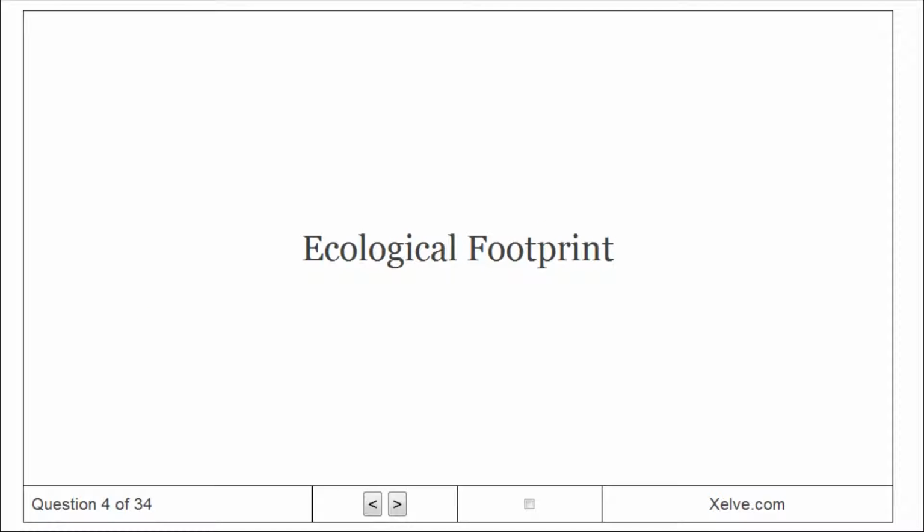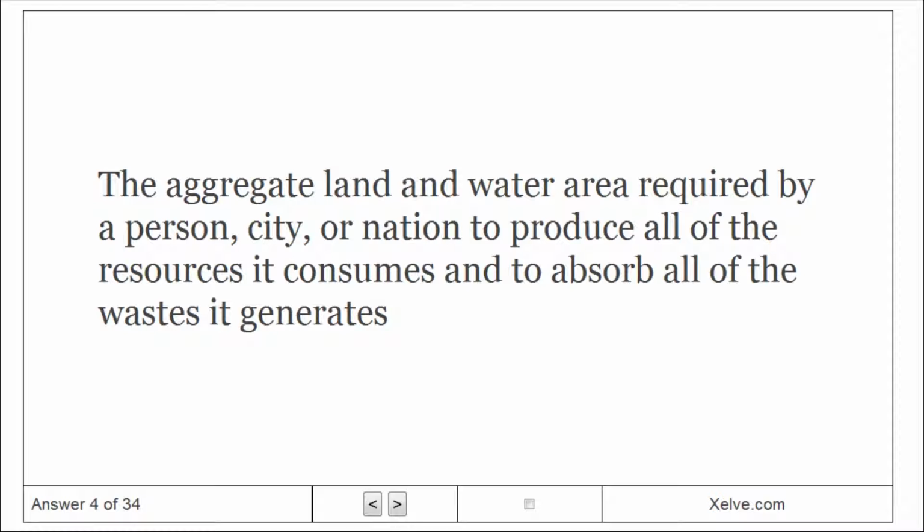Ecological footprint. The aggregate land and water area required by a person, city, or nation to produce all of the resources it consumes and to absorb all of the wastes it generates.